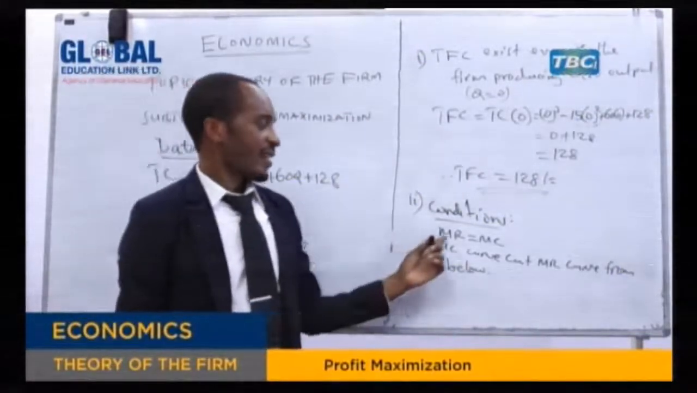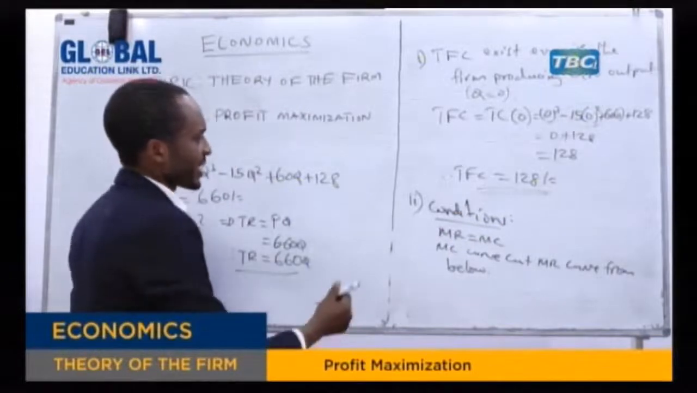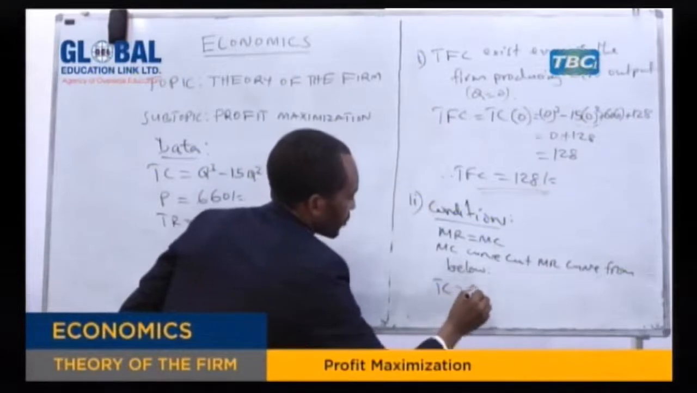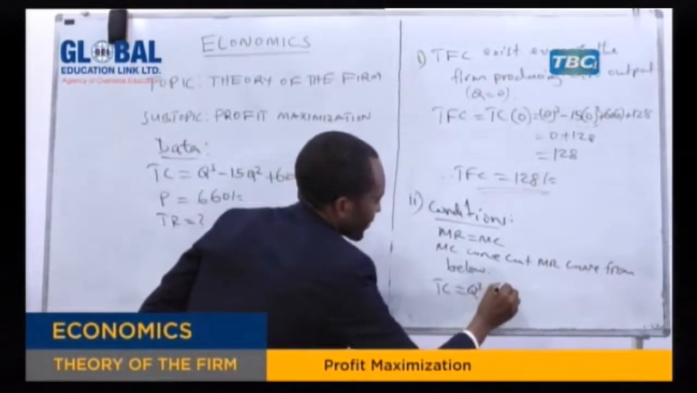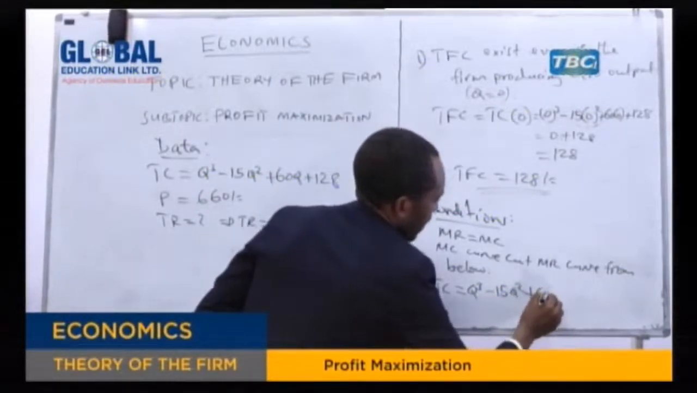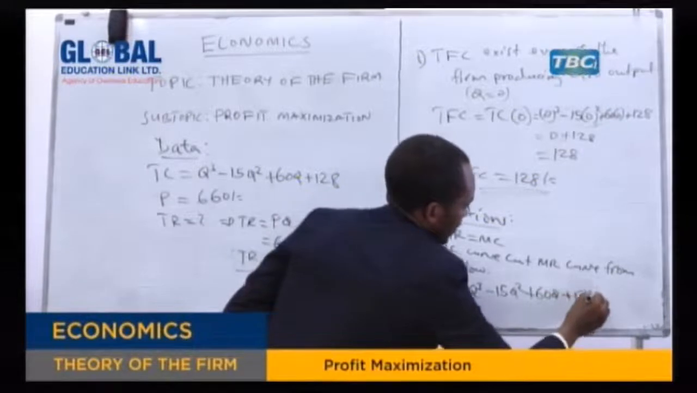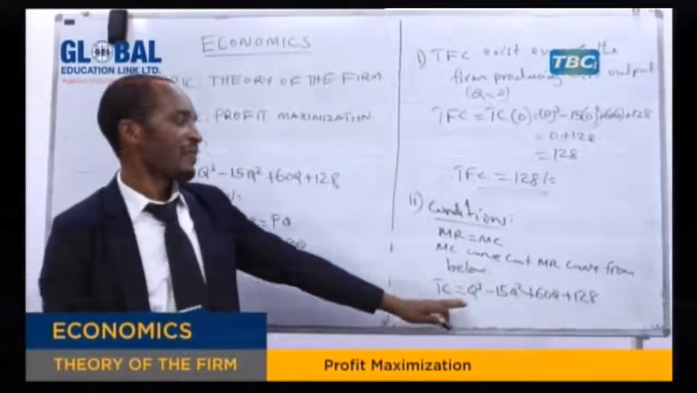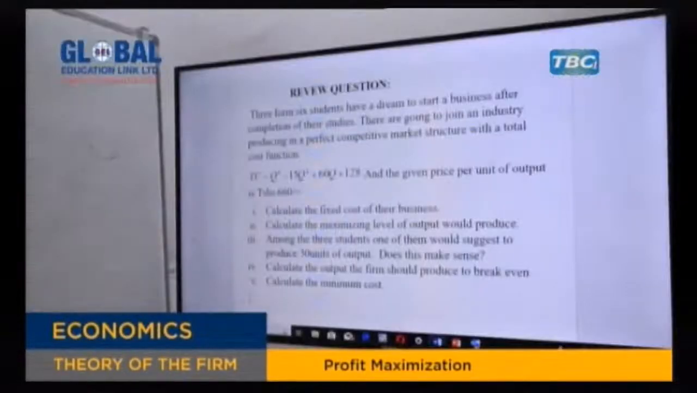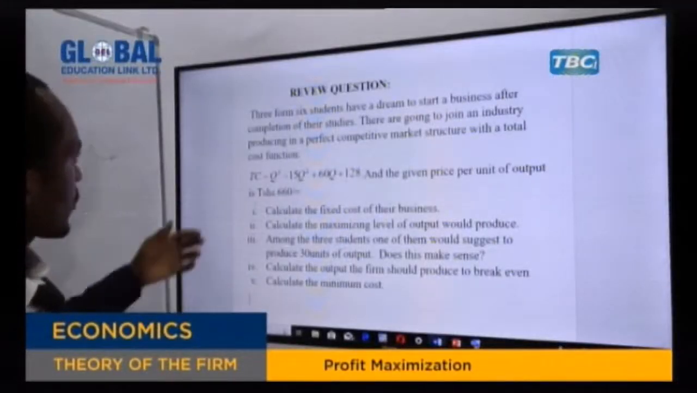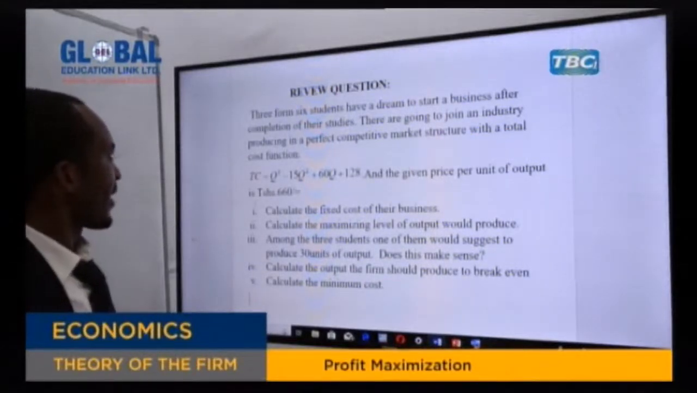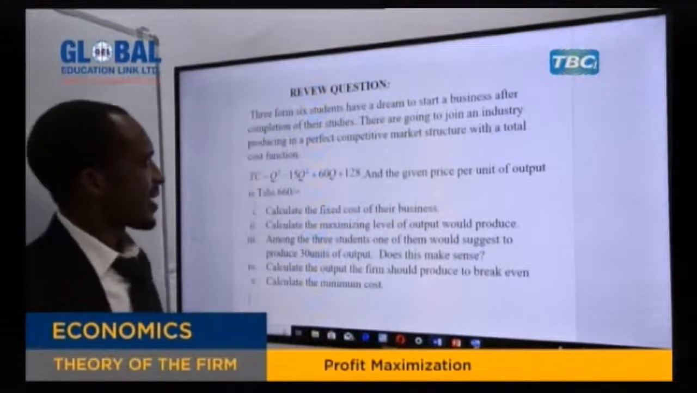So we needed to find the marginal cost. Since we are given the total cost, we know total cost equals Q cubed minus 15Q squared plus 60Q plus 128. So the marginal cost is obtained by differentiating this cost function. The marginal cost will be equal to the change in total cost over the change in Q, which will be the same as when we differentiate this one.